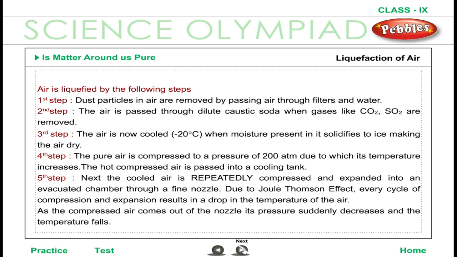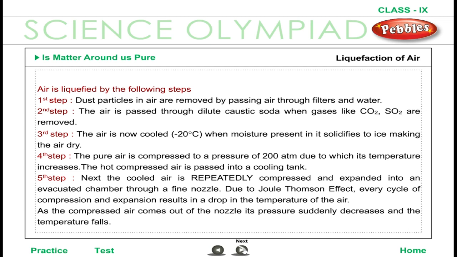Fourth step. The pure air is compressed to a pressure of 200 atmospheres, due to which its temperature increases. The hot compressed air is passed into a cooling tank. Fifth step. Next, the cooled air is repeatedly compressed and expanded into an evacuated chamber through a fine nozzle.